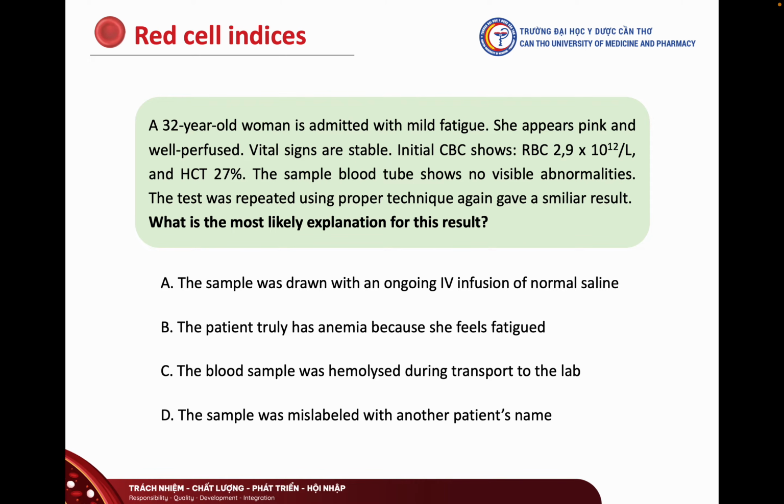The sample was drawn from an arm with an ongoing intravenous infusion of normal saline. Does it make sense? If the blood was drawn from the same arm as an intravenous line, the sample could be diluted with the saline, making the RBC and the HCT appear falsely low. So the best answer for this question is A, a sampling error due to hemodilution from the intravenous fluids.